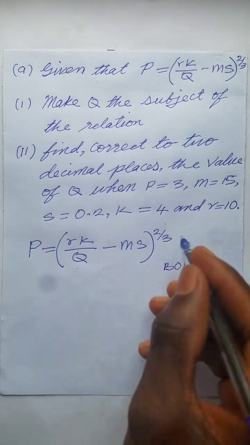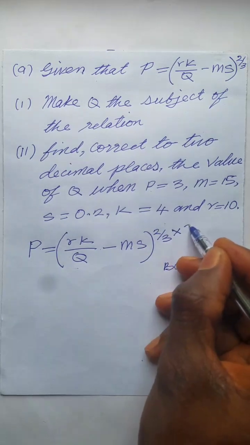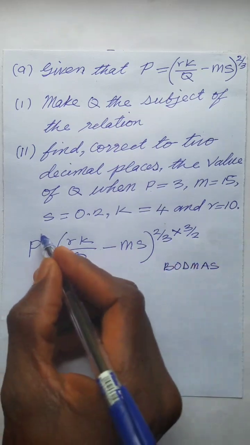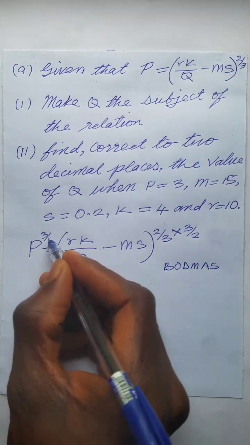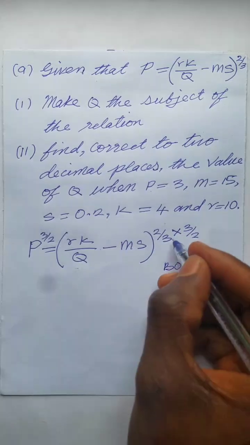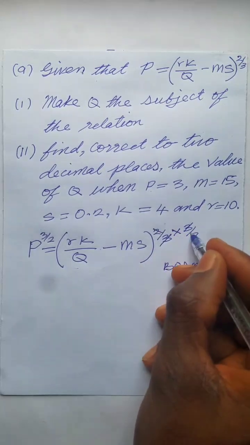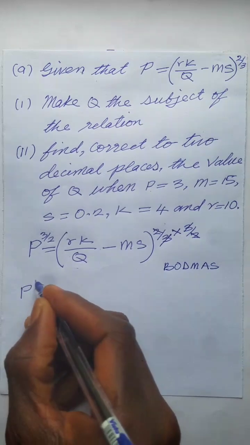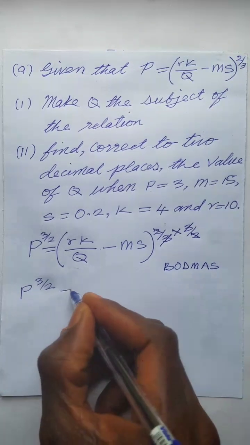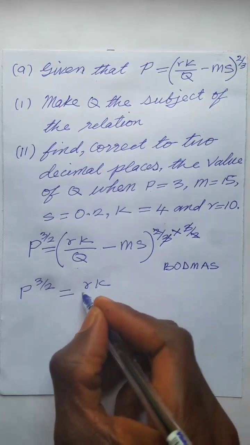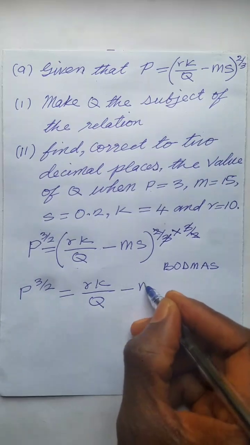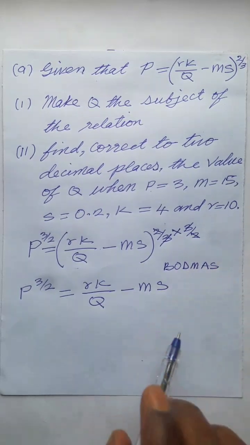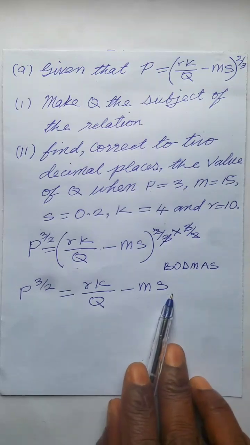Is that okay? If I multiply this by 3 over 2, the reciprocal of this fraction, I'm going to multiply this side by 3 over 2, right? So this will cancel this and this will cancel this. We understand? Now this is open. So we have P raised to power 3 over 2 is equal to RK over Q minus MS. You see? It's open.